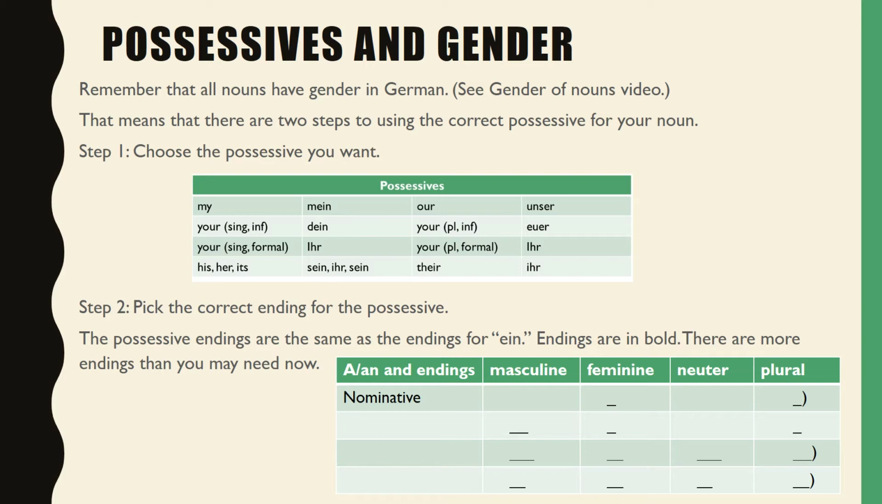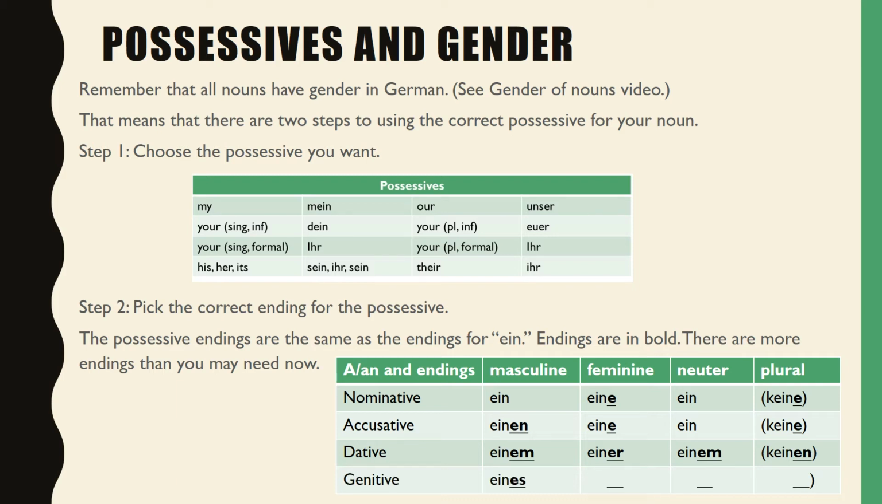For nominative, we have ein, eine, ein, keine. For accusative, einen, eine, ein, keine. For dative, we have einem, einer, einem, keinen. For genitive, we have eines, einer, eines, keiner.